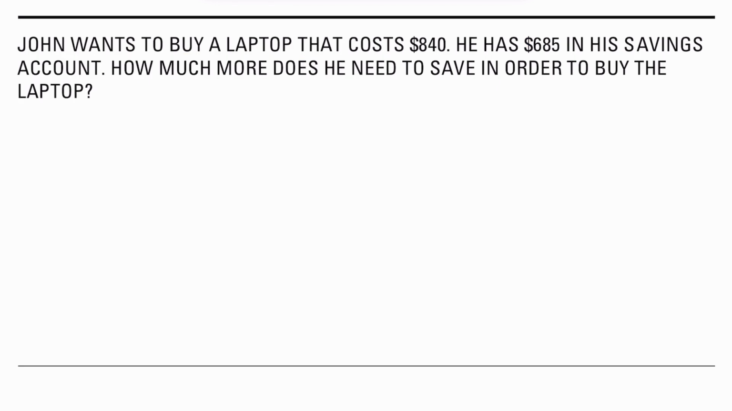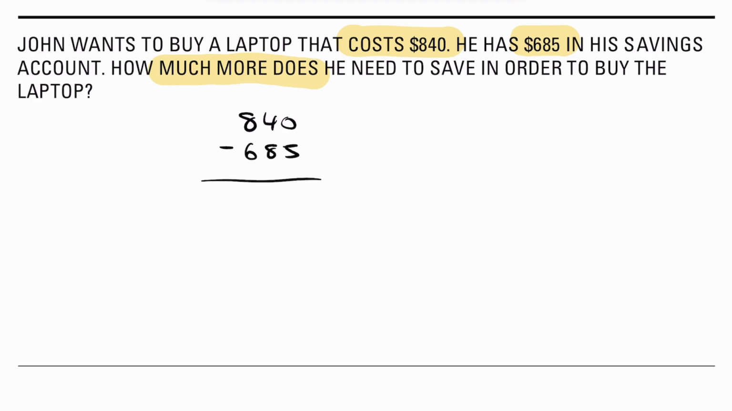John wants to buy a laptop that costs $840. He has $685 in his savings account. How much more does he need to save in order to buy the laptop? This one can look a little bit trickier, and so we're looking for how much more. So if we have two amounts, the larger amount is the goal in this case. So he wants to buy the laptop, and that costs $840. He only has $685. So to find how much more he needs, we need to find the difference between those two numbers, and how much more would be the gap. And so 840 minus 685 would be how we set up that problem.